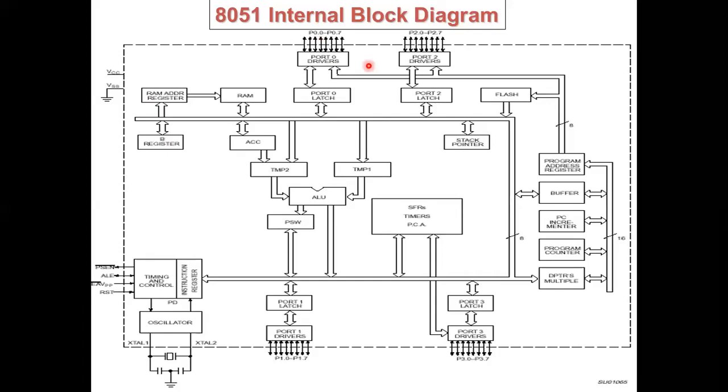This is the concept. Then the timing and control unit and instruction register produce the control signals like ALE, reset, read and write operations, as we discussed. These are produced by the timing and control unit. This is the oscillator for generating the clock pulses. So this is the complete architecture of 8051.